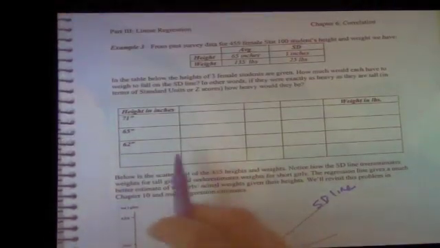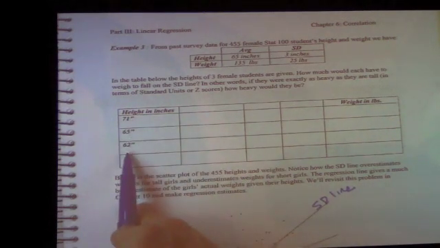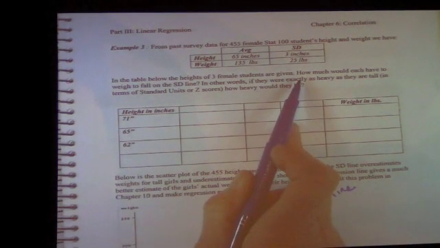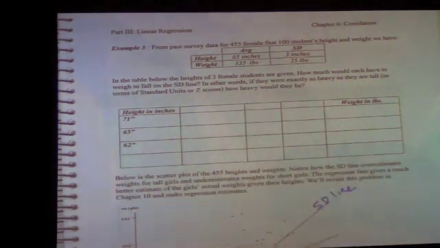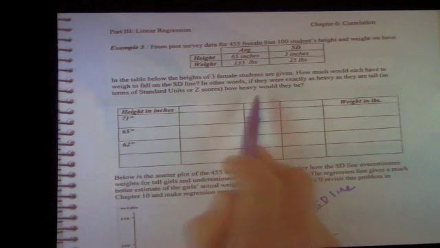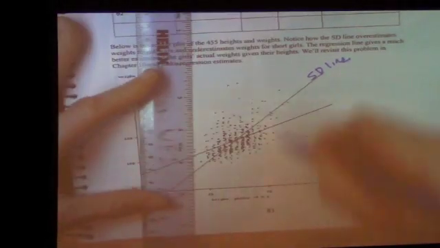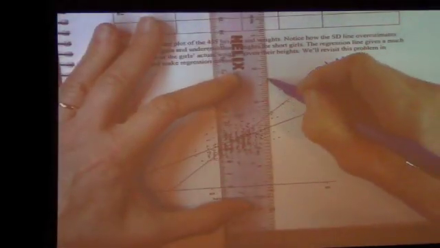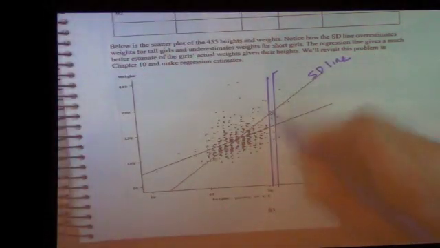So for example, in the table below, the heights of 3 female students are given. How much would each have to weigh to fall on the SD line? In other words, if they were exactly the same heaviness relative to the rest of the class as they are tall, how heavy would they be? So just to picture it, let's look at these girls who are 5'11", the first one. Where are they? They're these girls right here in this column. These are all girls who listed 5'11", right?